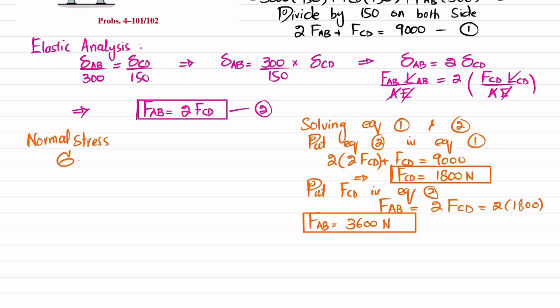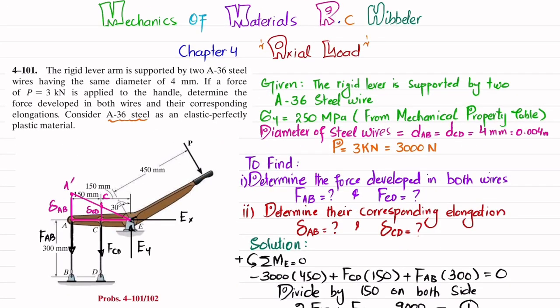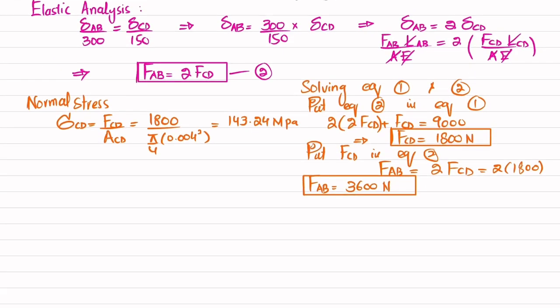Normal stress in wire CD will be equal to FCD divided by area of CD. FCD is 1800. The diameter of the wire is given as 4 millimeters, so the area will be pi by 4 d square, and 4 millimeter in meter is 0.004. When you solve this, this will be equal to 143.24 megapascal. Since we are given A36 steel, from the property table its yield value is 250 megapascal. So you can see that the stress in CD, 143.24 megapascal, is less than the yield stress of 250 megapascal. So it means the stress or force in the wire is okay.